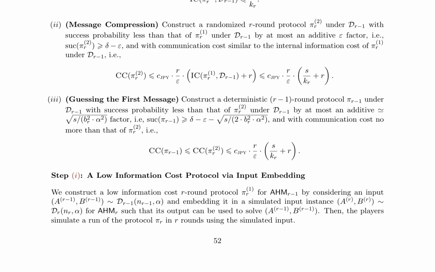Finally, in the guessing the first message step, a deterministic (r-1)-round protocol pi^{r-1} is constructed with a success probability less than that of pi_2^r by at most an additive asymptotically equal factor of alpha squared, and a communication cost no more than that of pi_2^r.